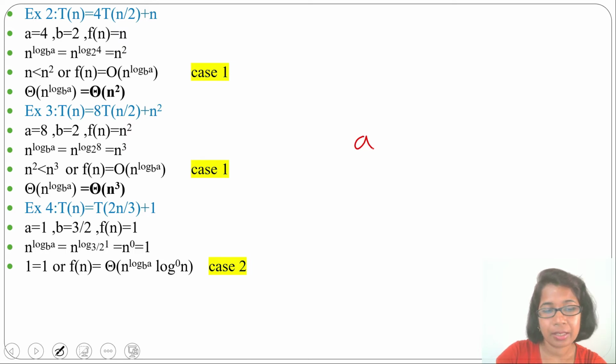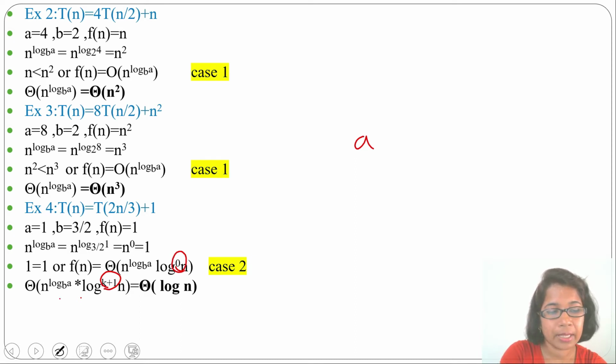So the running time is theta n power log a base b times log n power k plus 1. What is k here? The k value is 0. So it will be n power log a base b, which is 1, times log n power 0 plus 1, which will be log n. 1 multiplied by log n is log n. Even if you check according to the Akra-Bazzi or master theorem, you will also get the same answer.